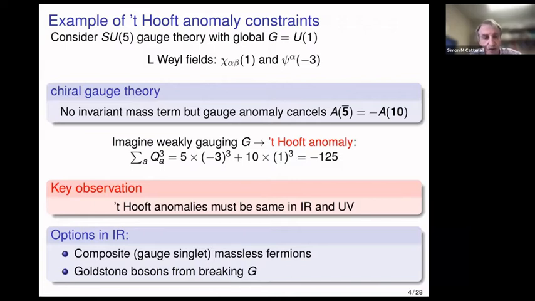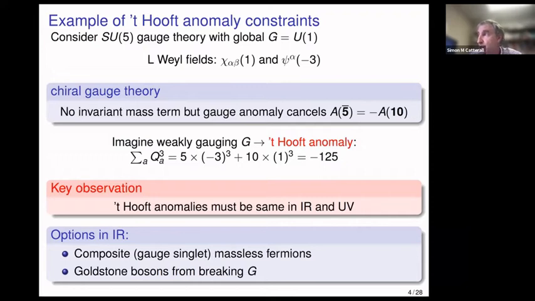Usually massless fermions. So one way in which you can make sure this anomaly is satisfied in the IR is to have massless fermions in the IR. And those are going to be composite fermions because this is a confining gauge theory, right? So there have to be some sort of composite massless fermions in the IR, which can saturate the anomaly. Or I could spontaneously break symmetries, and then I would get Goldstone bosons, and those also can satisfy the anomaly in the IR. That's basically what happens in the case of QCD.